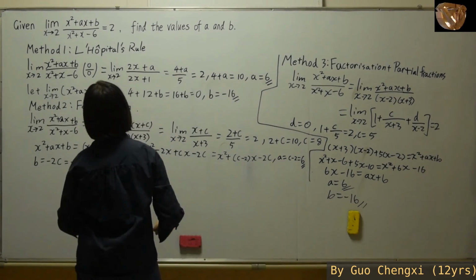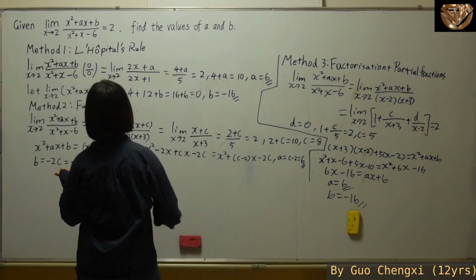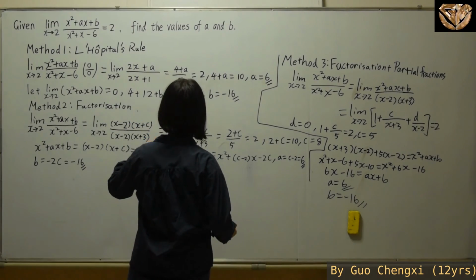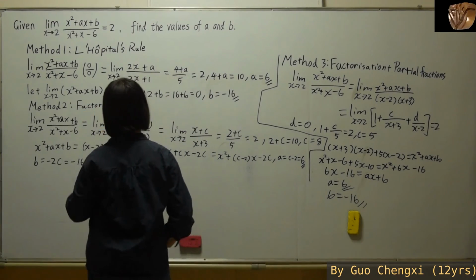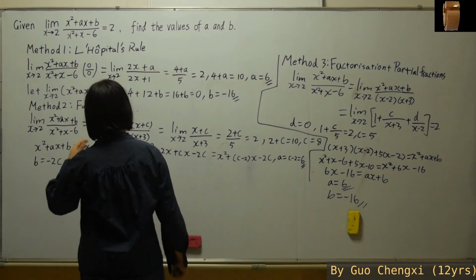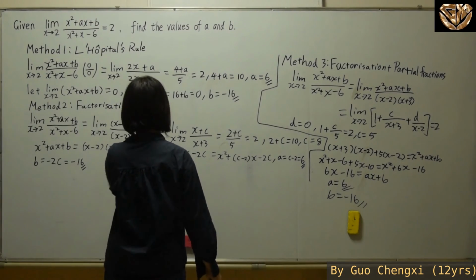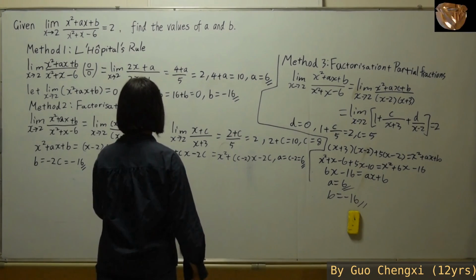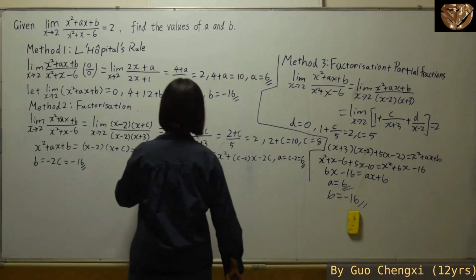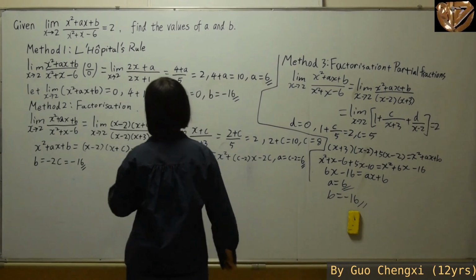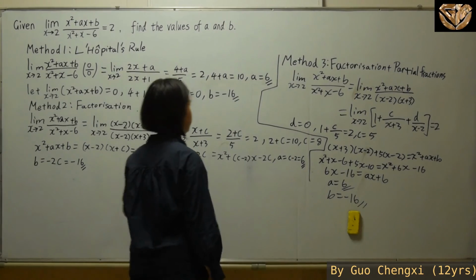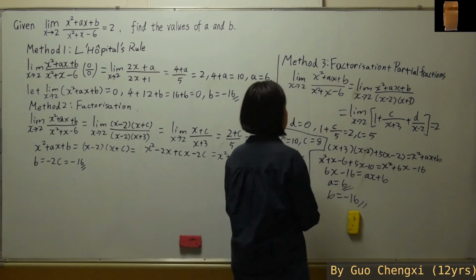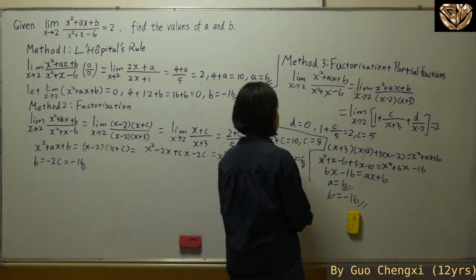So for the first method, we basically used L'Hopital's rule, where it's 0 over 0. And then after that we found b by using the 0 over 0 part for the numerator. For the second method, you simply factorize both the numerator and the denominator. For the numerator you have to make an extra variable c here, and after you find c, then you can find the a and b which we are supposed to find. On the other hand, we have the last method, method 3, factorization and partial fractions.